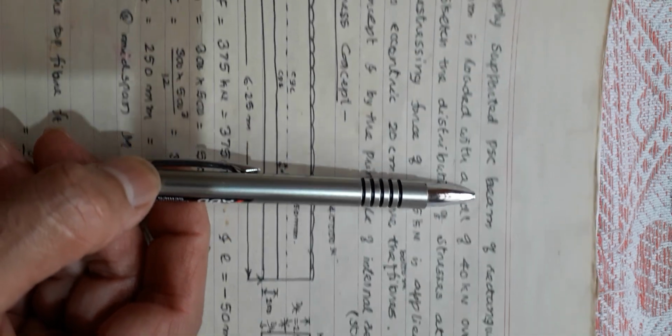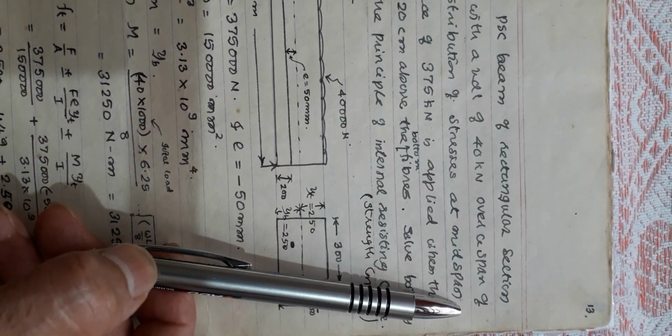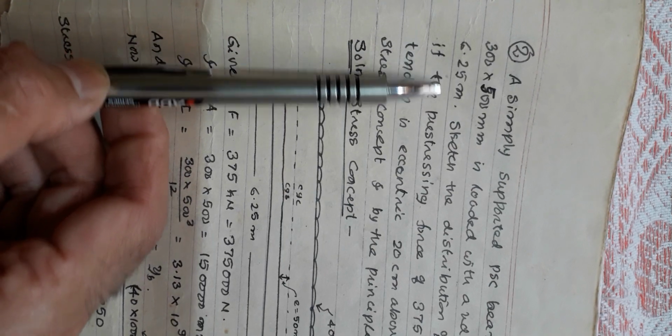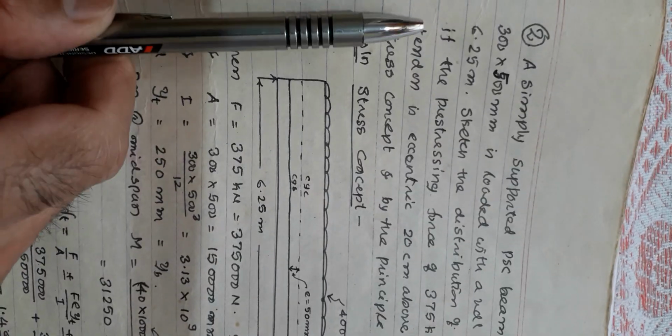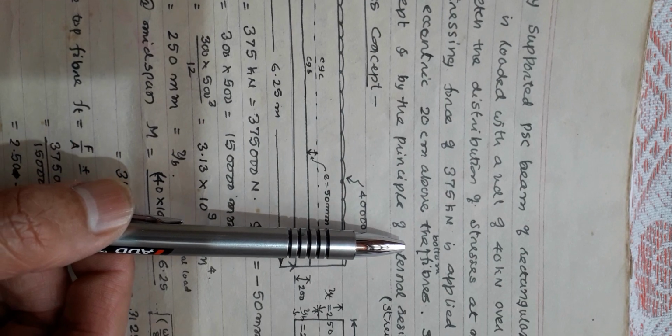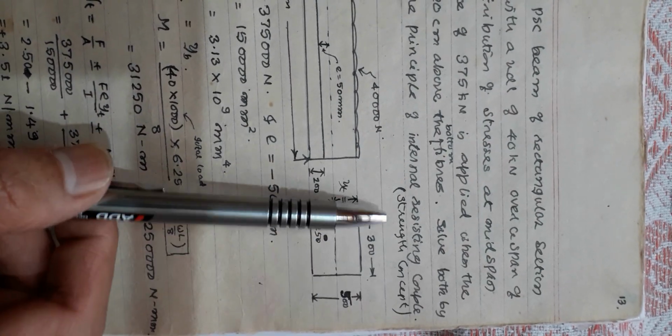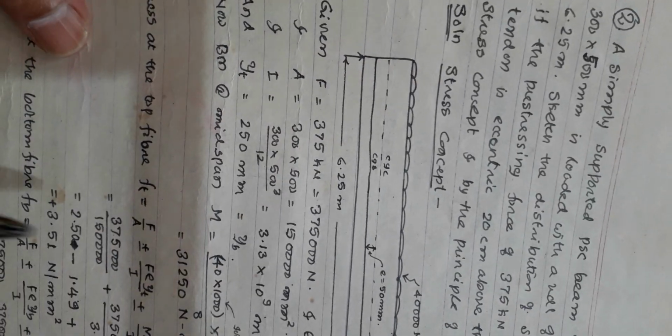A simply supported PSC beam of rectangular section, 300 mm by 500 mm, is loaded with a UDL of 40 kilonewton over a span of 6.25 meter. Sketch the distribution of stresses at midspan if the pre-stressing force of 375 kilonewton is applied when the tendon is eccentric, 20 centimeter above the bottom fibers. Solve both by stress concept and by the principle of internal resisting couple, or strength concept. Now we shall begin with the solution.